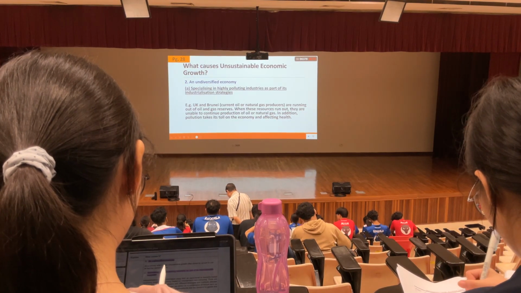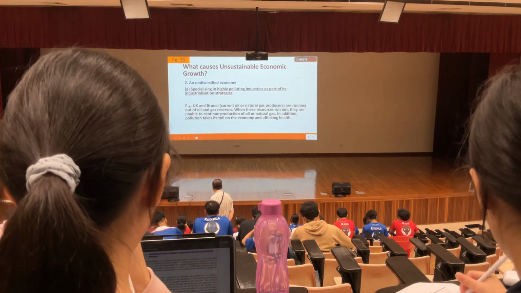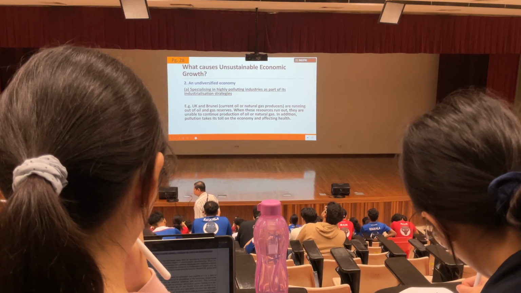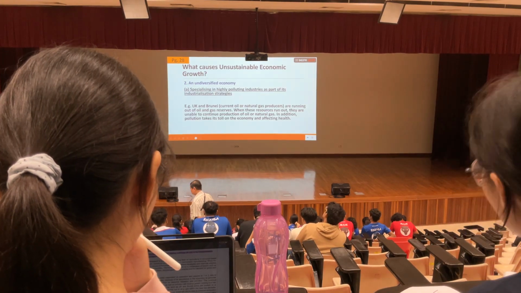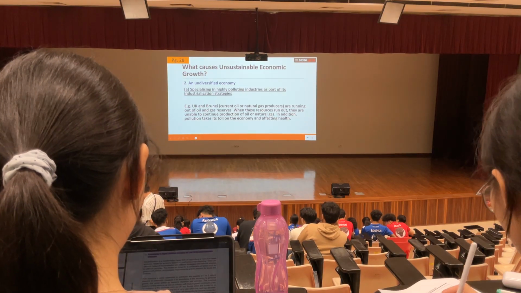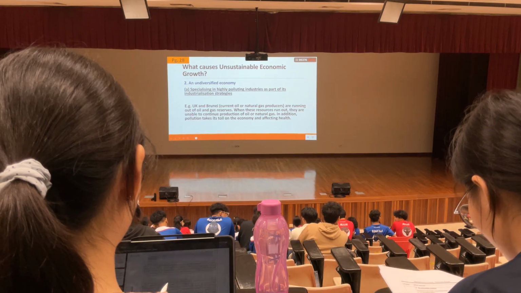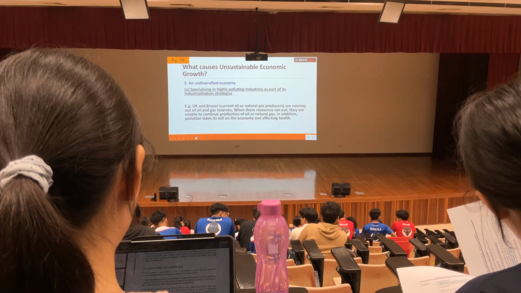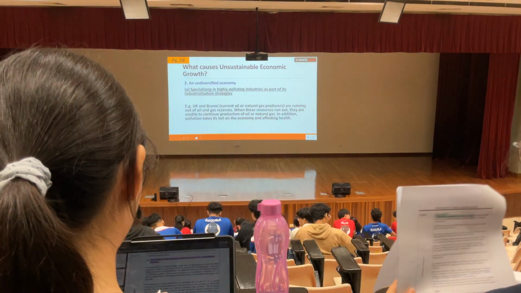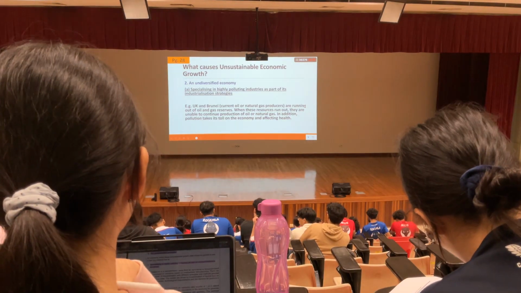So I give you an example. In the UK and Brunei, which are current oil and natural gas producers, right? They are actually running out of oil and gas reserves. So they are depleting their natural resources, right? When these resources run out, they are unable to continue production of oil and natural gas. And in addition, pollution also takes its toll on their economy and affects health.